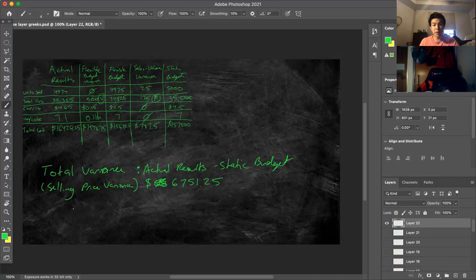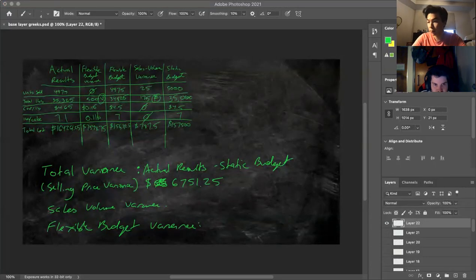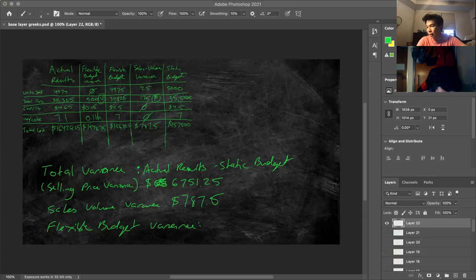And then, on top of that, we need to find the sales volume variance and the flexible budget variance. So the sales volume variance would be, is that just 787.5? Yep, that's correct. It's easy, you've already done it. Easy money. And what about the flexible budget variance? It's just 7,548.75. Yep.